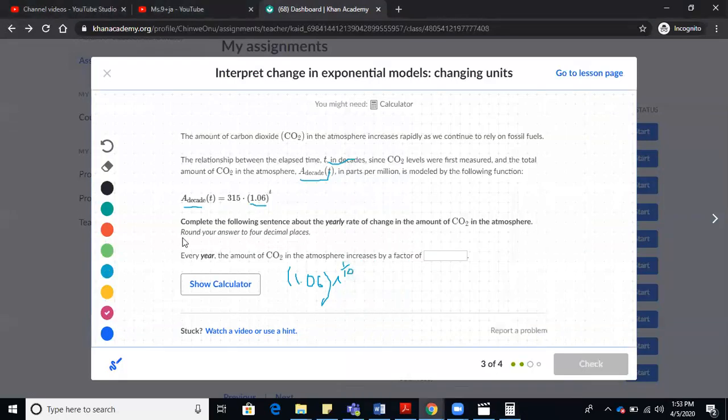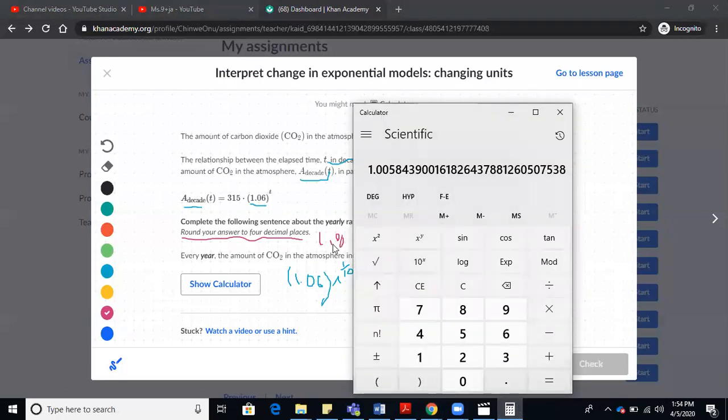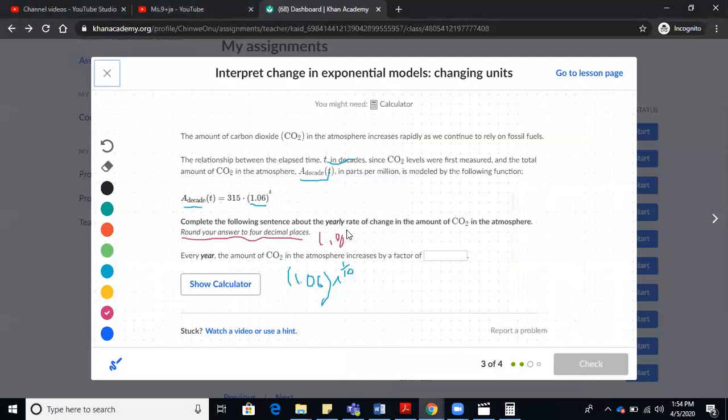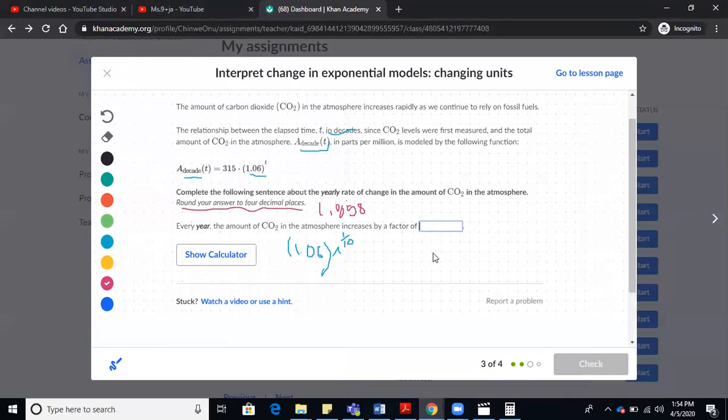1.0058. They say round your answer to 4 decimal places. So that'll be 1.00, and it told me 58. And I'm going to leave it as just 8 because the number after the 8 is 4, which is less than 5, so I don't have to round up. So that'll be my answer.